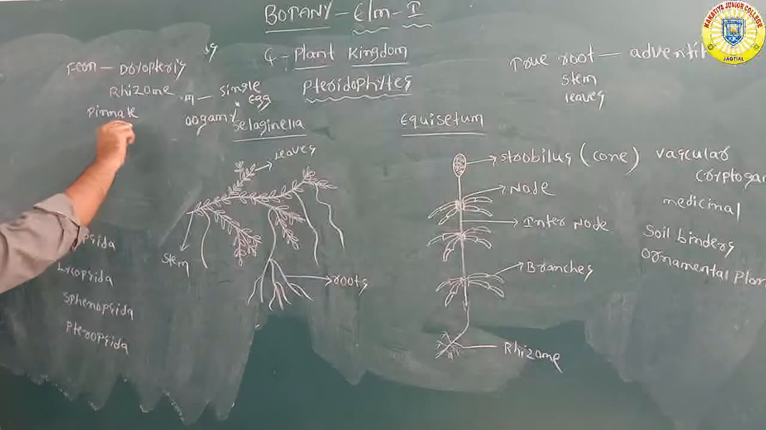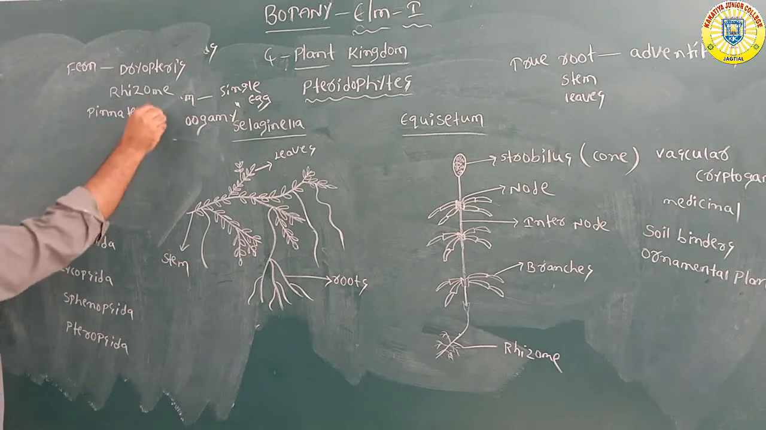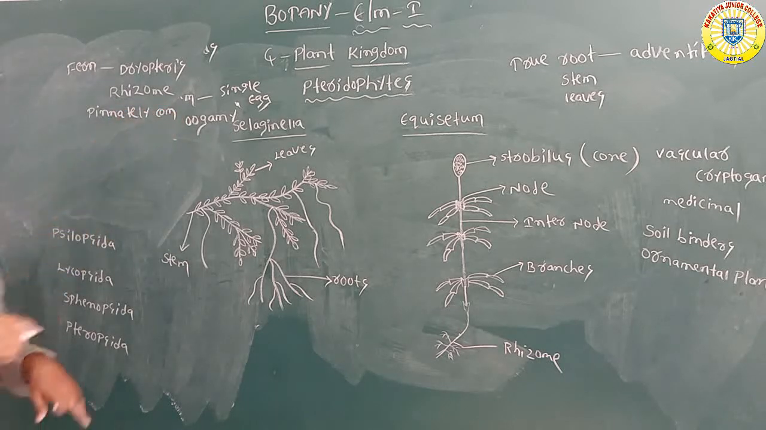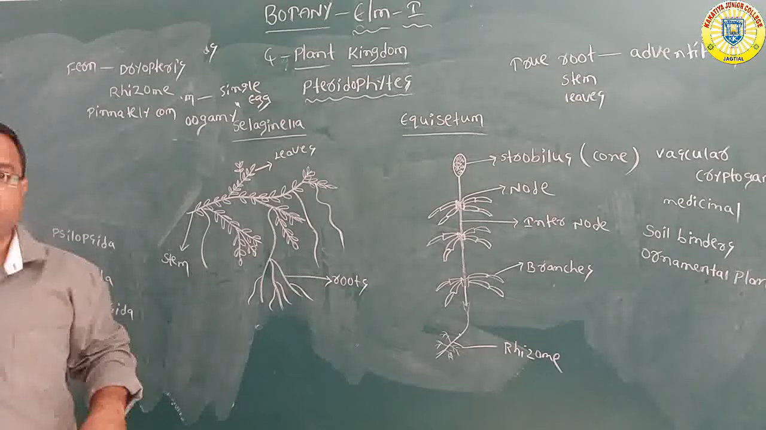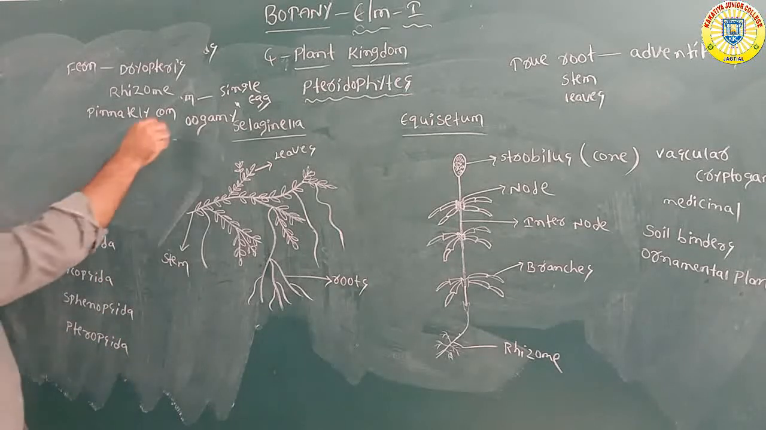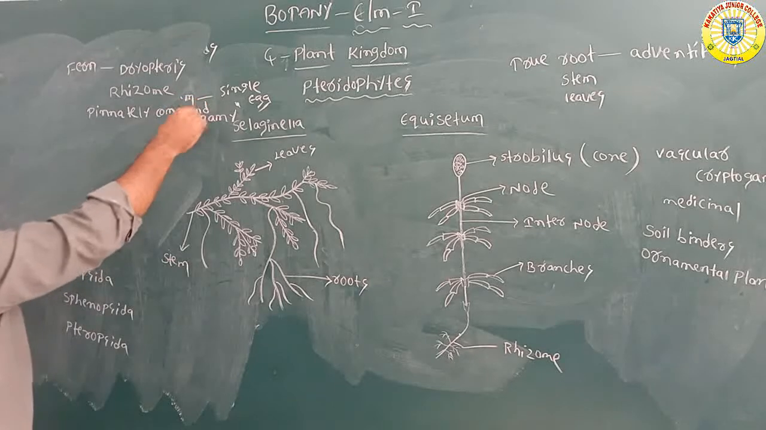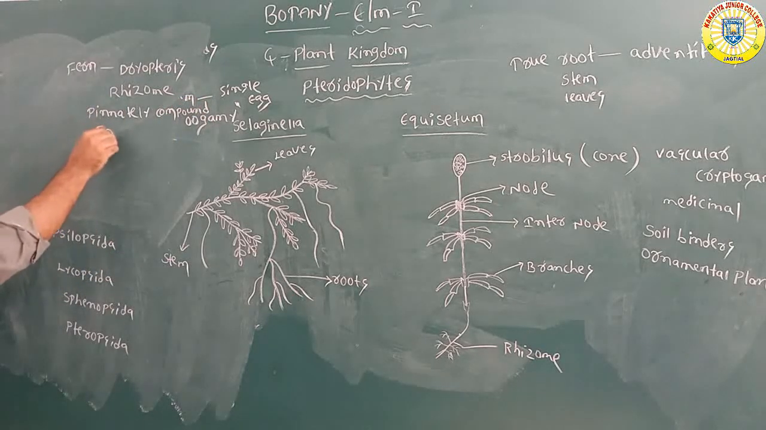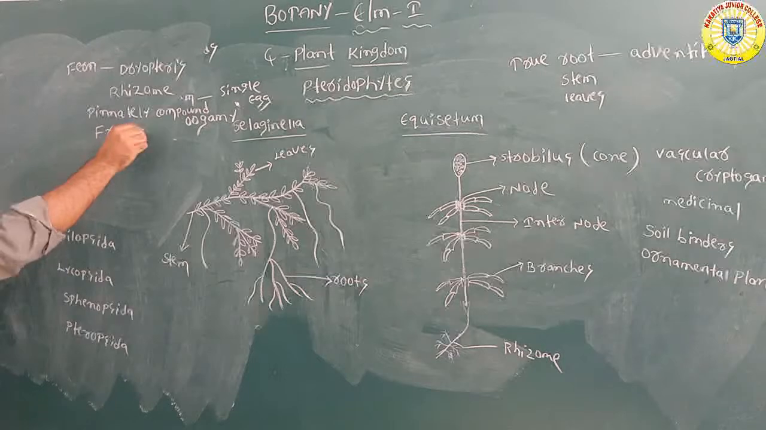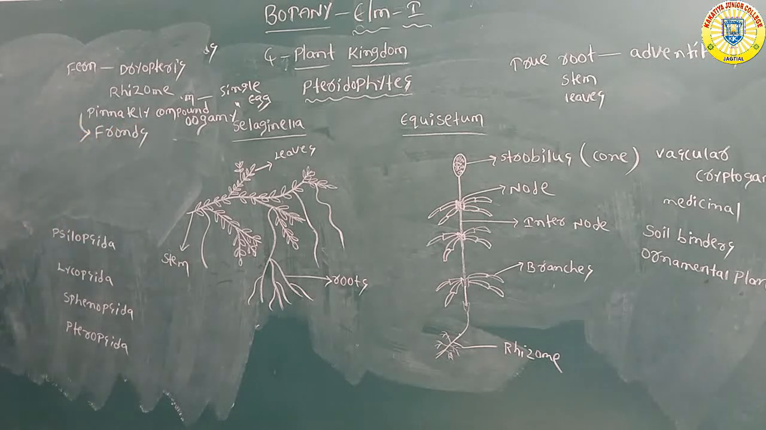The leaves are pinnately compound, appearing like wing-like structures. These leaves are called fronds.